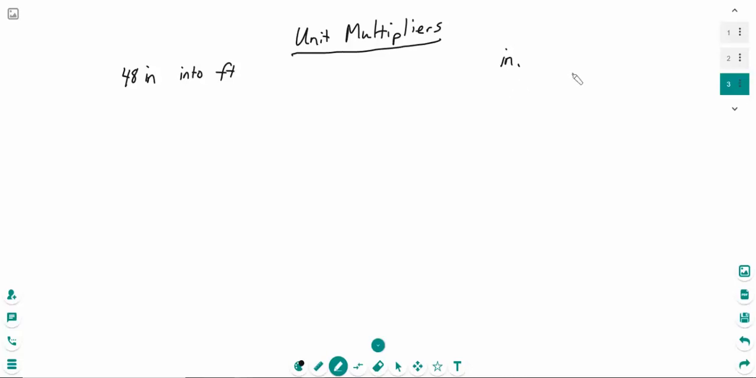All right. So if we think about inches, what do we know about inches? Well, we know that there are 12 inches in a foot, right? So one unit multiplier for our inch unit here would be 12 inches over 1 foot. Now you might say, how in the world does that equal 1? Well, let's think about this for a second. What happens if I have a fraction where the numerator and the denominator are the same number? So if I have something like 3 over 3, what does that equal?